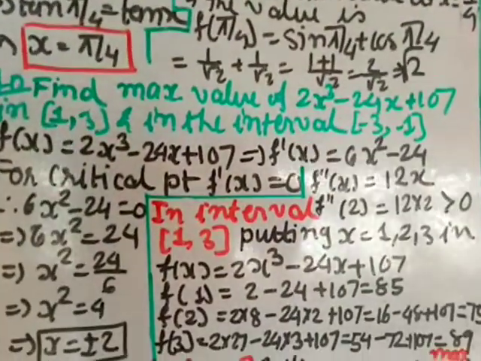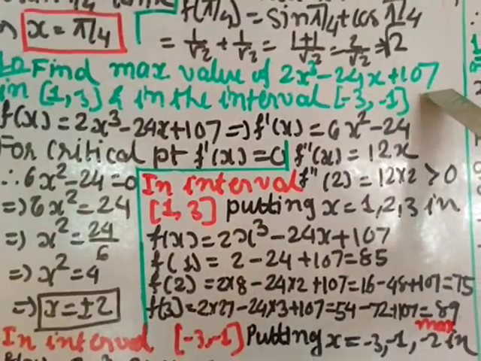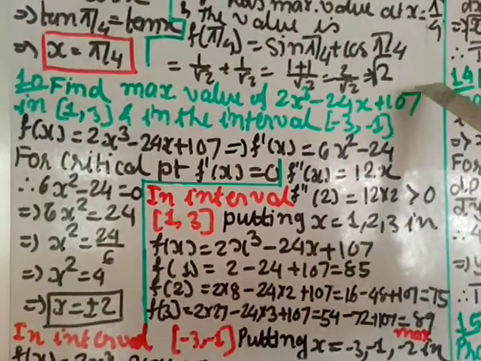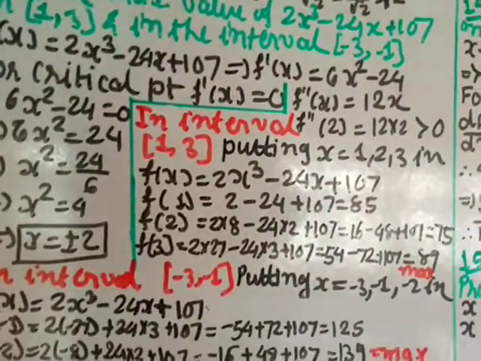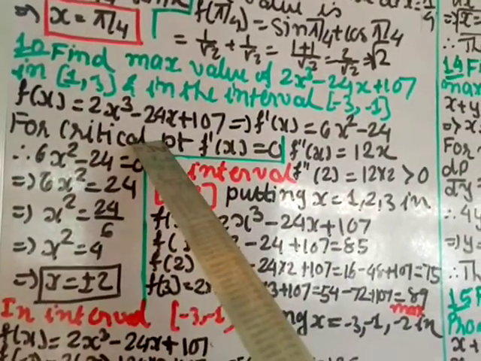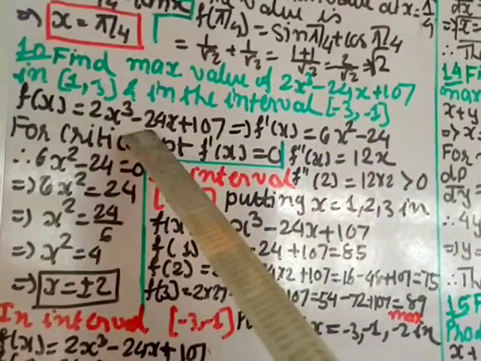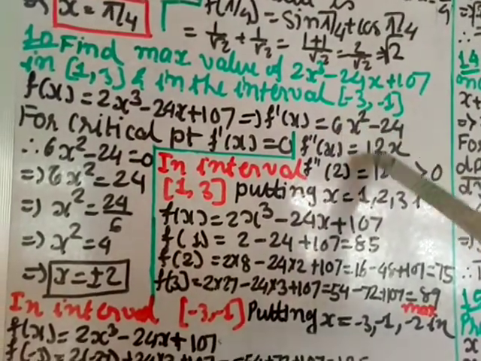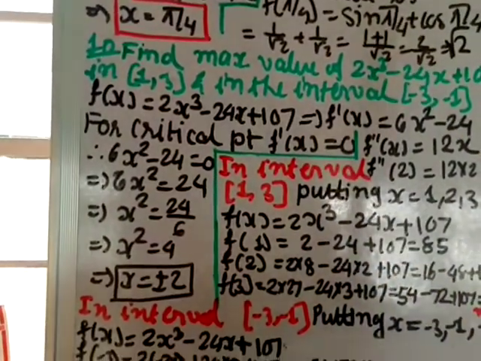Question number 10. Find maximum value of 2x cubed minus 24x plus 107 in the interval 1 to 3 and in the interval minus 3 to minus 1. So for the same function, two intervals are given, so two questions are combined together here. So first I will find the derivative of f x, that is f x is 2x cubed minus 24x plus 107. Derivative f dash x is 2 into 3, 6x square minus 24. And if I find the second derivative, I will get 6 into 2 is 12x, and 24 is 0.